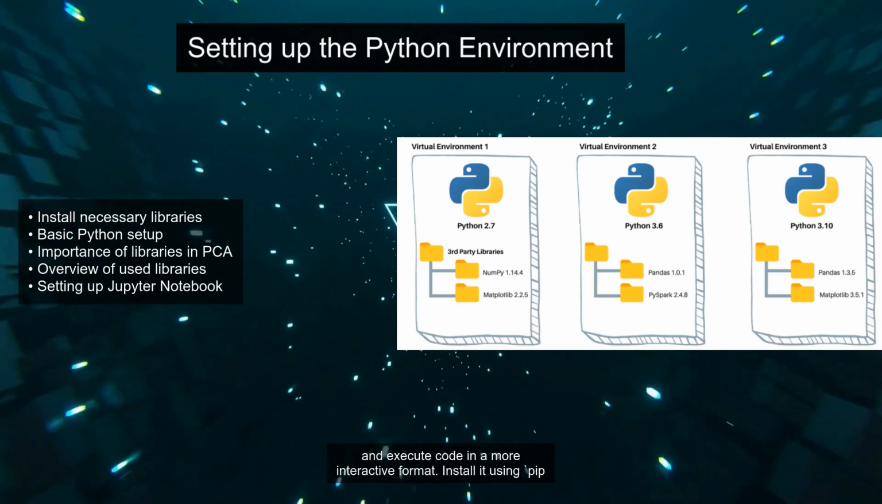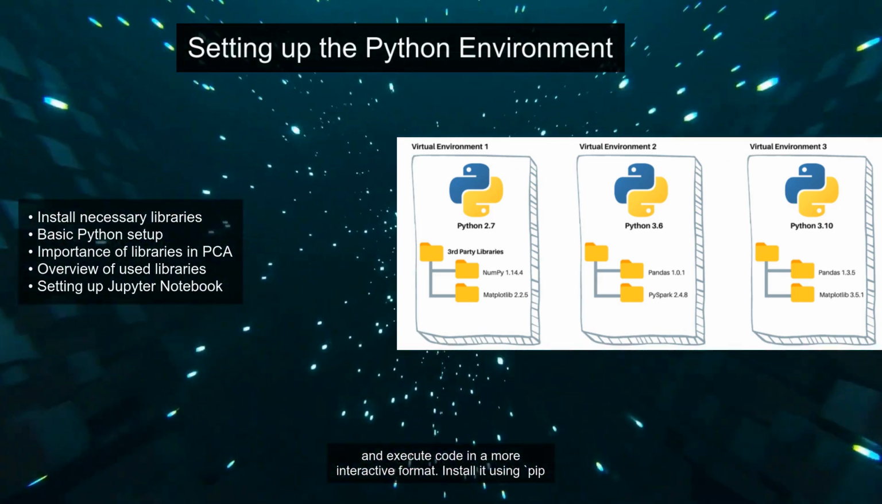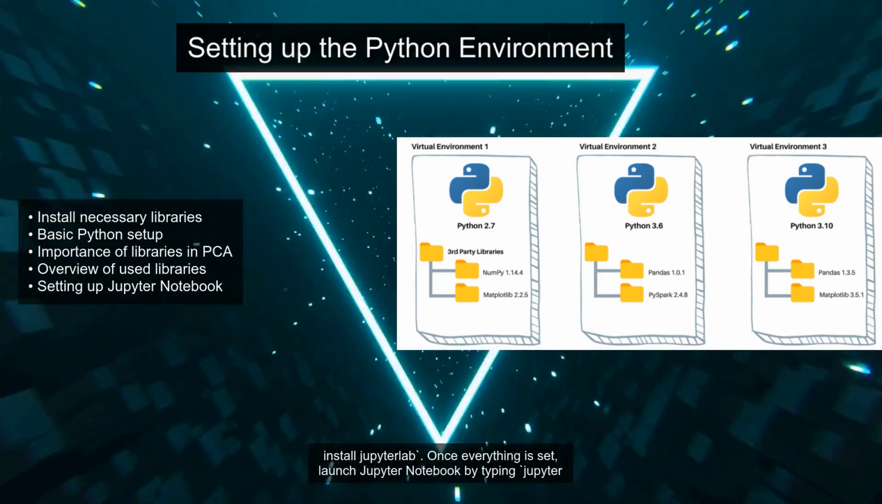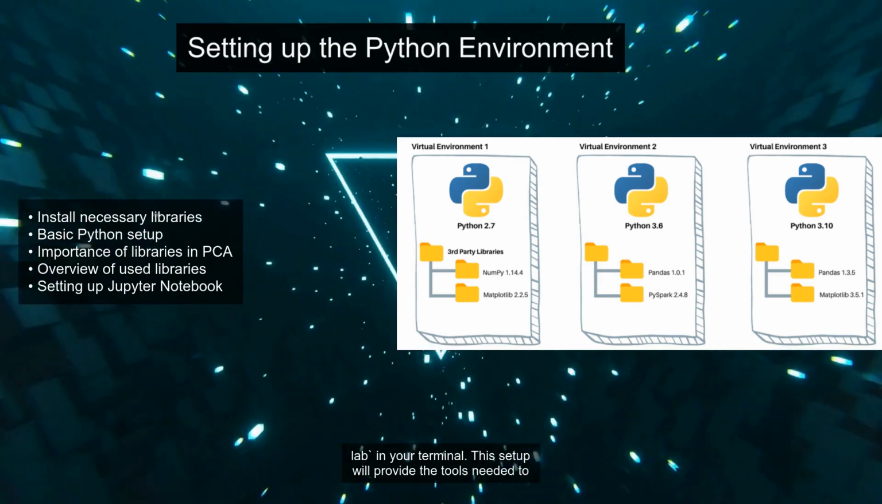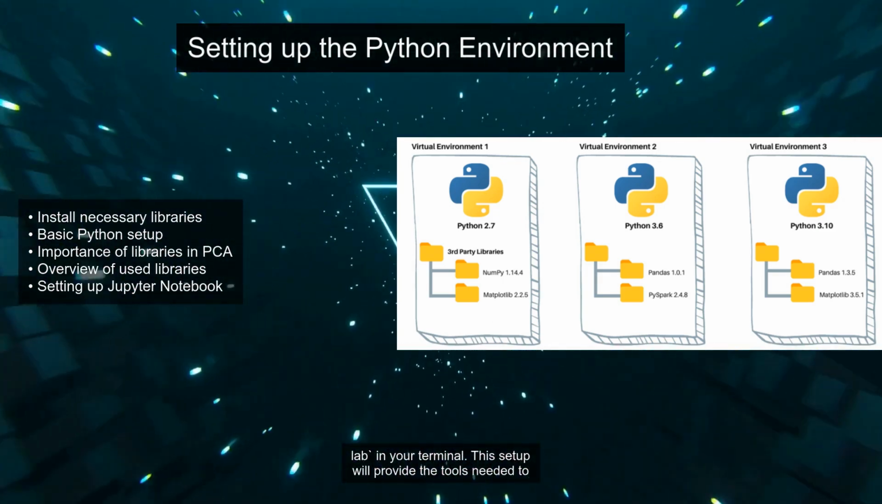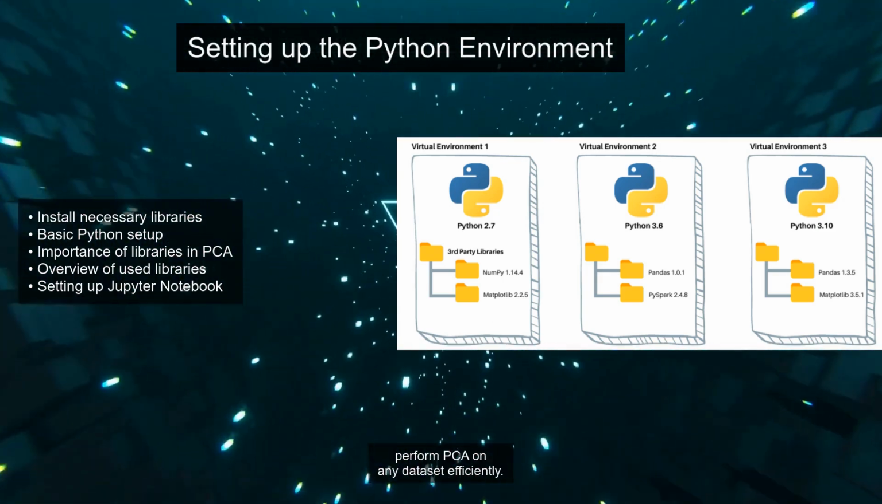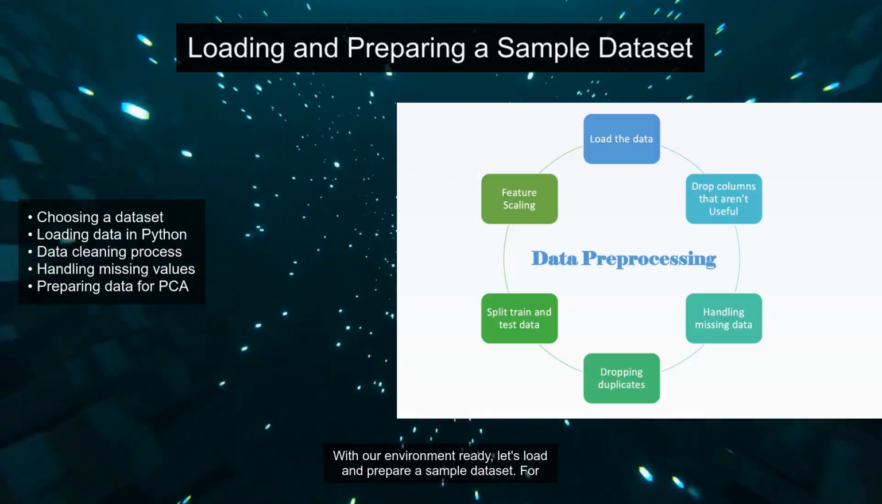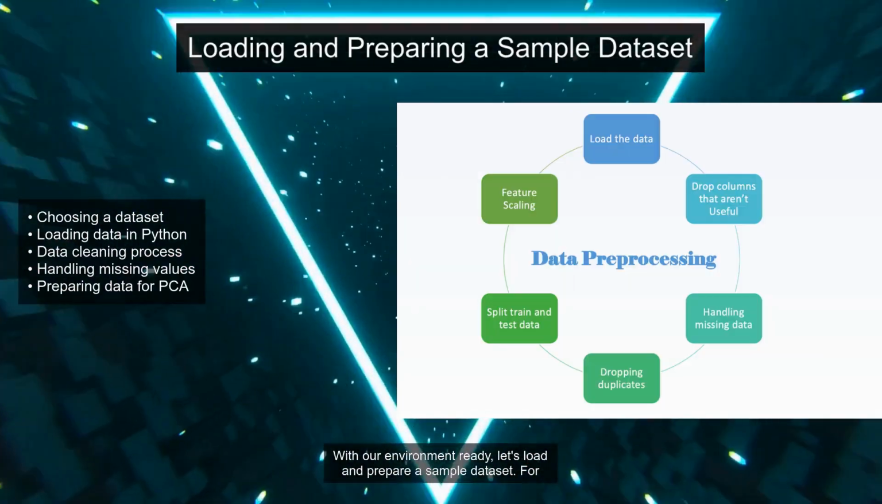Jupyter Notebook is highly recommended for this tutorial because it allows you to write and execute code in a more interactive format. Install it using pip install jupyterlab. Once everything is set, launch Jupyter Notebook by typing jupyter lab in your terminal. This setup will provide the tools needed to perform PCA on any dataset efficiently. With our environment ready, let's load and prepare a sample dataset.